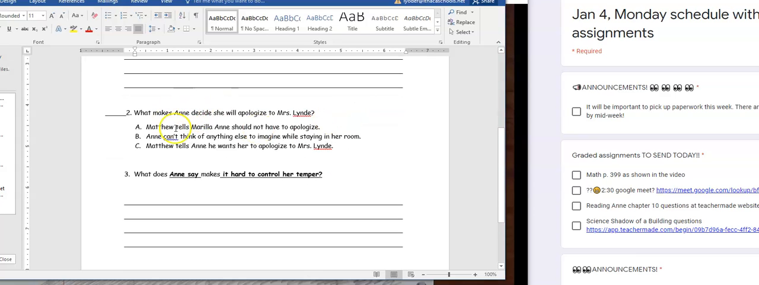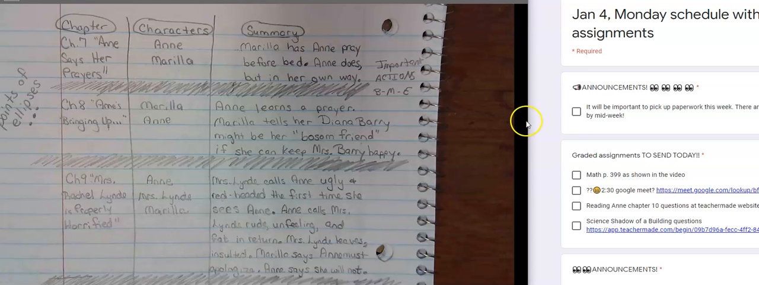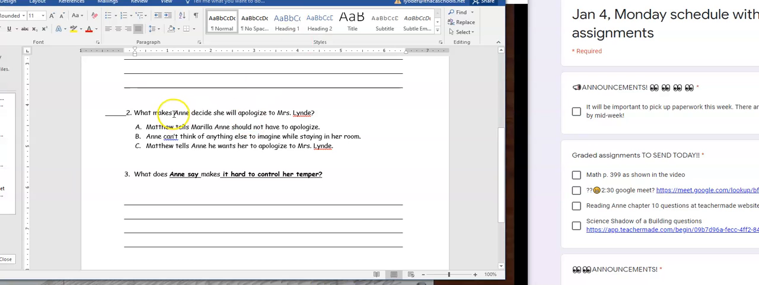Number 2 is a multiple choice. What is it that makes Anne decide she will apologize to Mrs. Lynde? Back in our summary at the end of chapter 9, Anne was very firm that she will not apologize to Mrs. Lynde. Chapter 10, the title of it is Anne's Apology, so it would be really important to know what makes Anne change her mind. You just put a letter A, B, or C on the blank. When you do it in Teacher Made, all you have to do is click. There are 3 circles. You would just click in the correct circle if you are doing this in the online link.